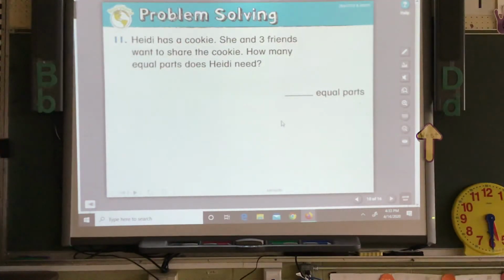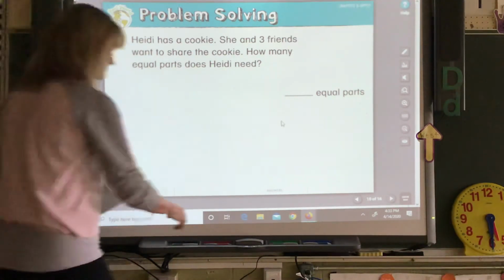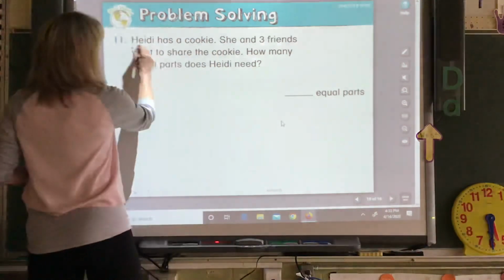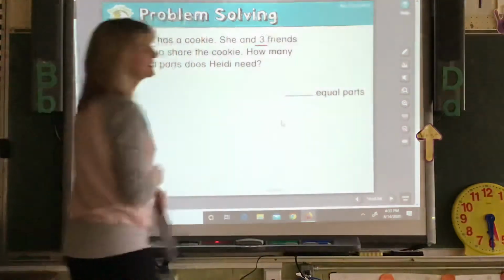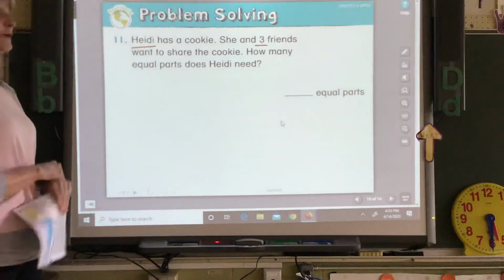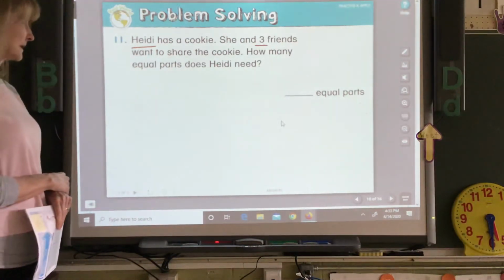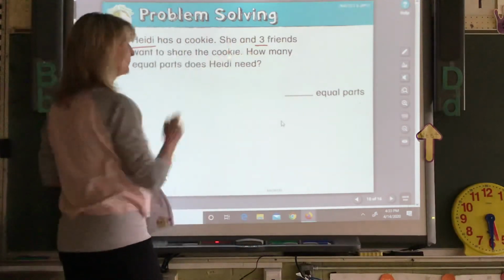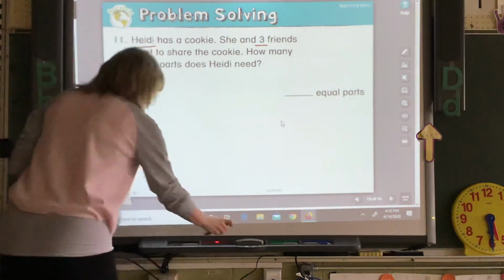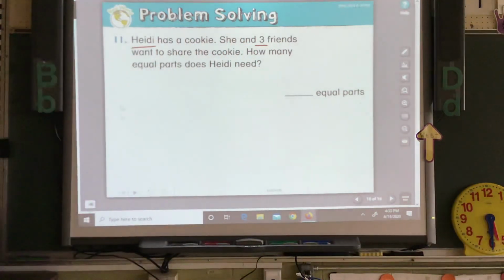Okay, it says Heidi has a cookie. She and 3 friends want to share the cookie. How many equal parts does Heidi need? Well, here's your hint. There's Heidi and 3 friends. So how many equal parts will they need to divide that cookie into? Okay? Heidi and 3 more. Right, how many equal parts they need.